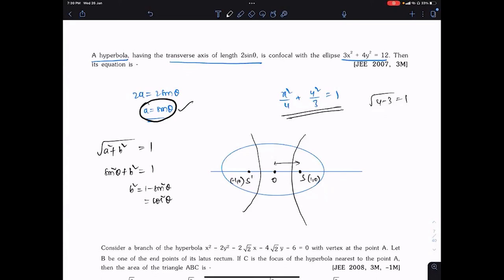So for the hyperbola, we got both a square and b square. The equation will be x square by sine square theta minus y square by cos square theta is equal to 1. That will be the answer. Okay.